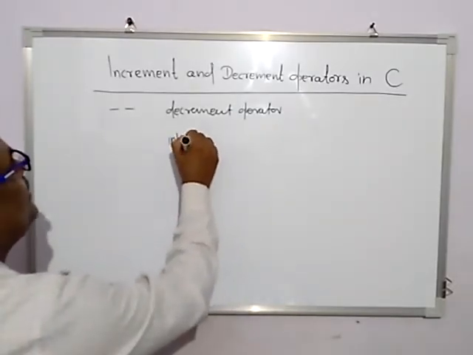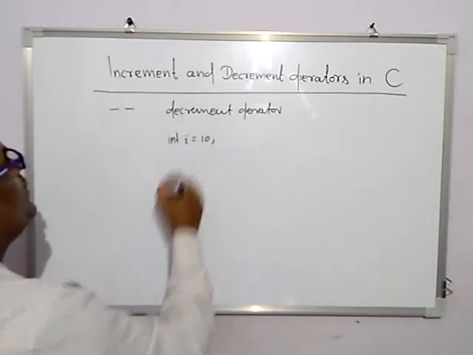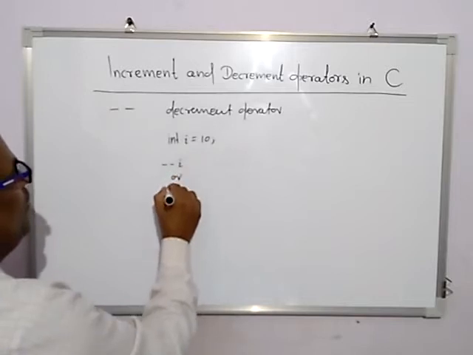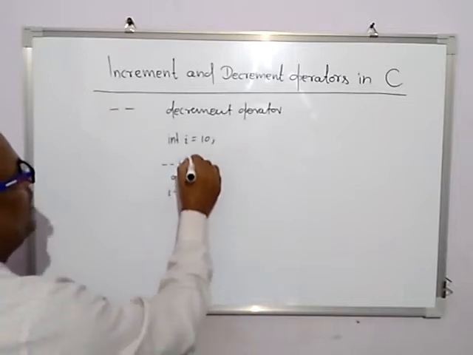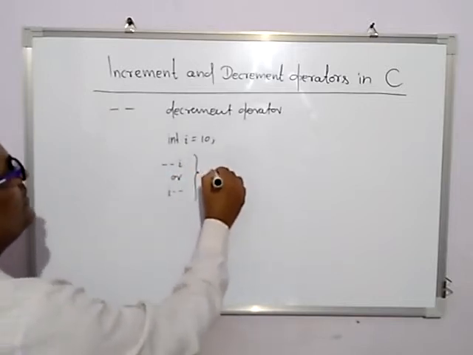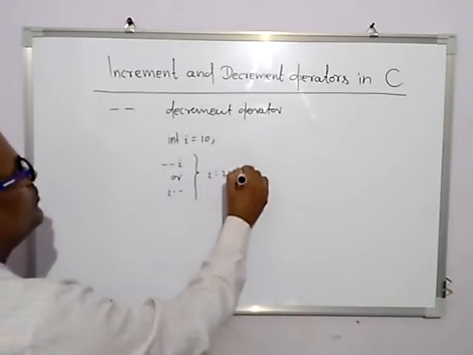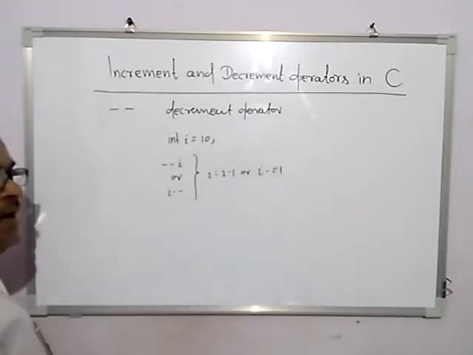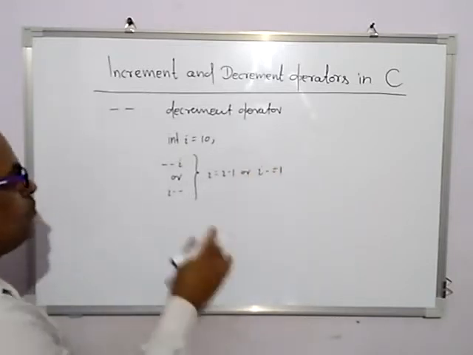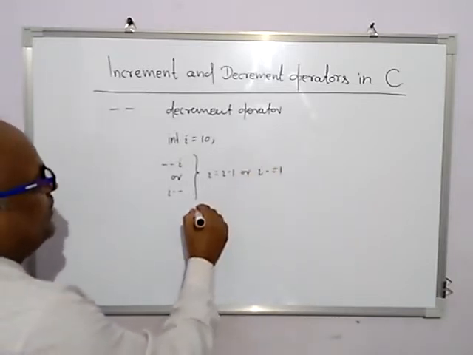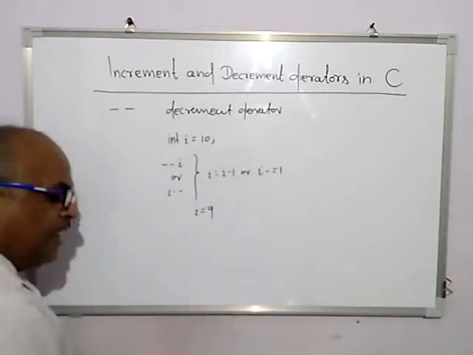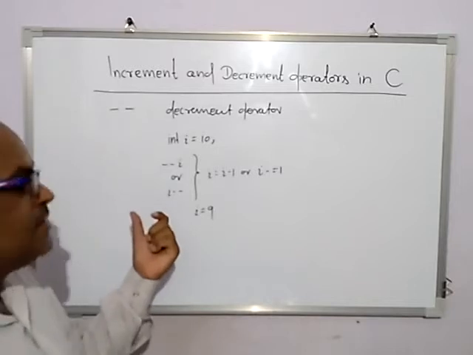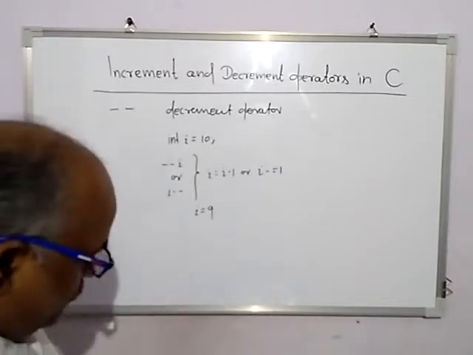Int I equal to 10. If you use decrement operator, you can write minus minus I, or you can write I minus minus. What does it mean? That is I equal to I minus 1 or I minus equal to 1. By using the compound assignment, we can write like this. So what does it mean? I equal to I minus 1 means here I equal to 9. So what is the use of decrement operator? It is used to decrease the value of the variable by 1.